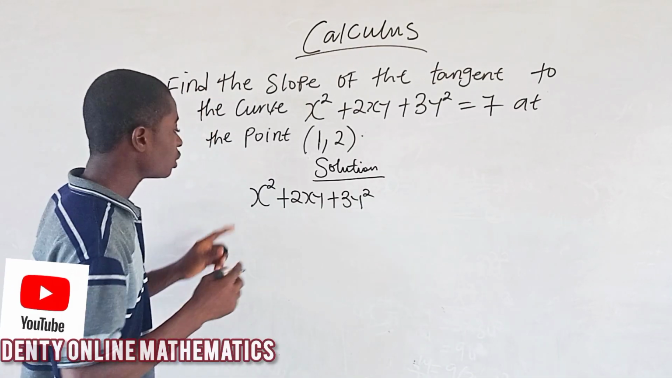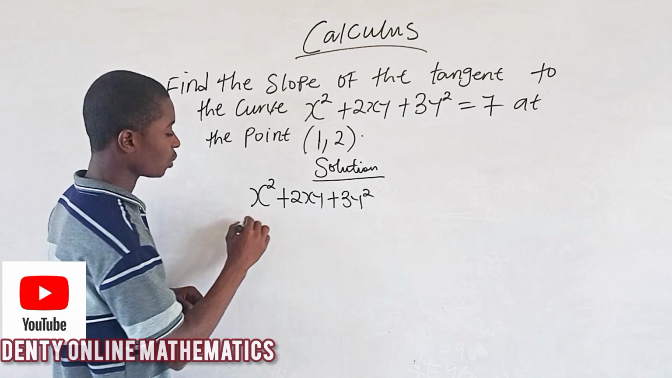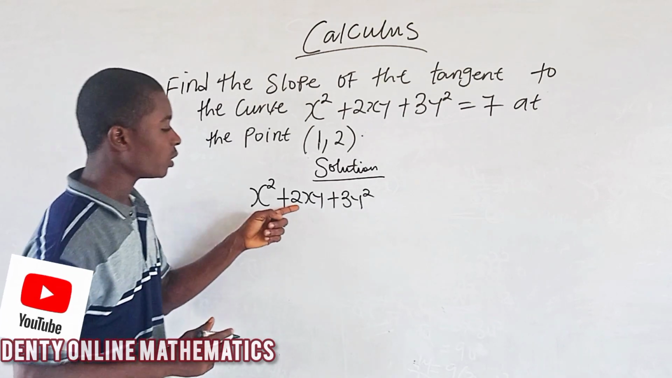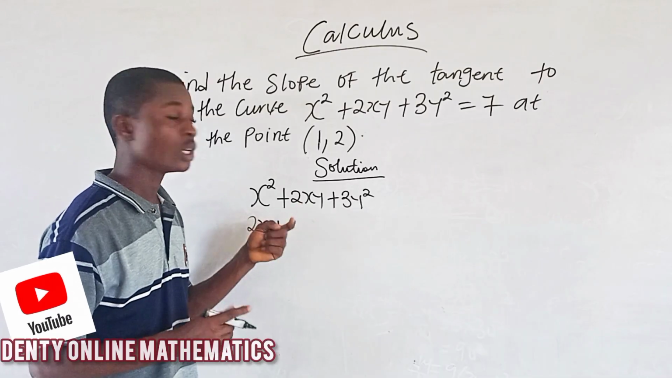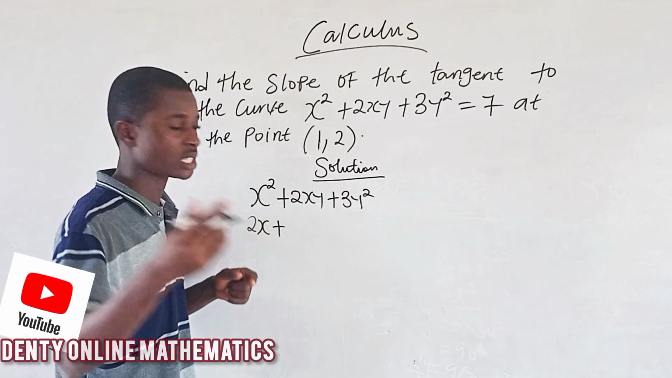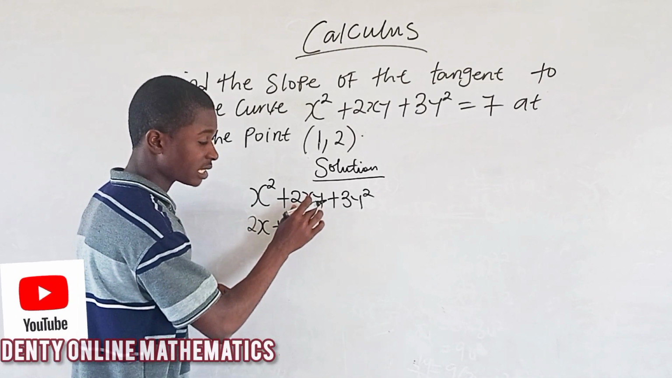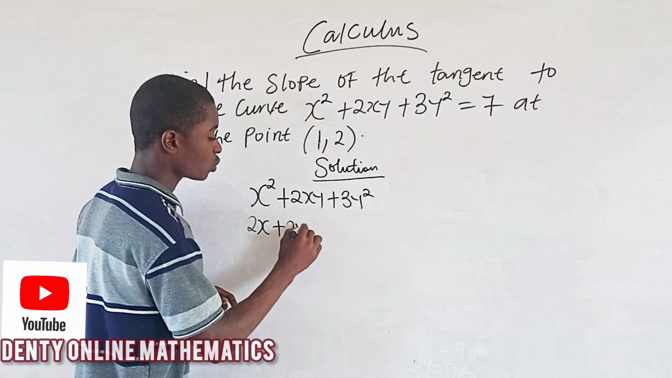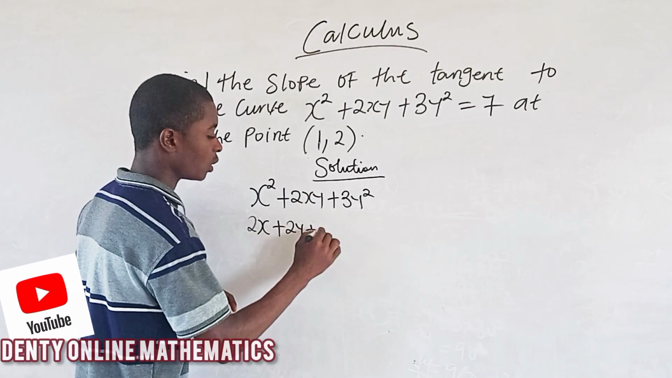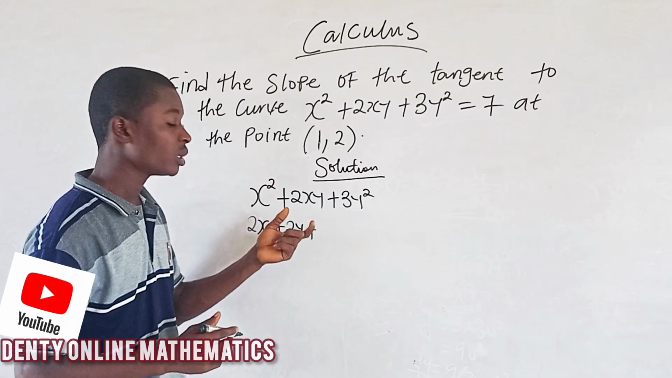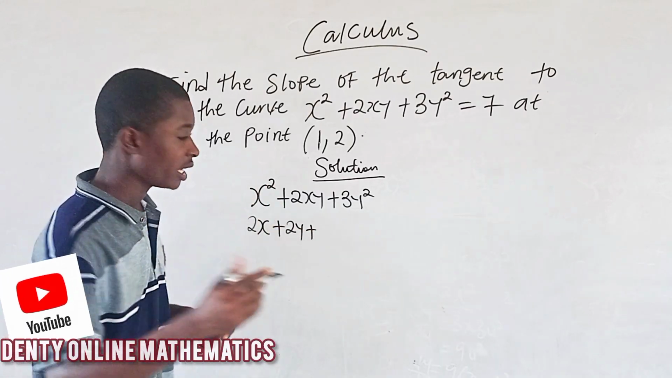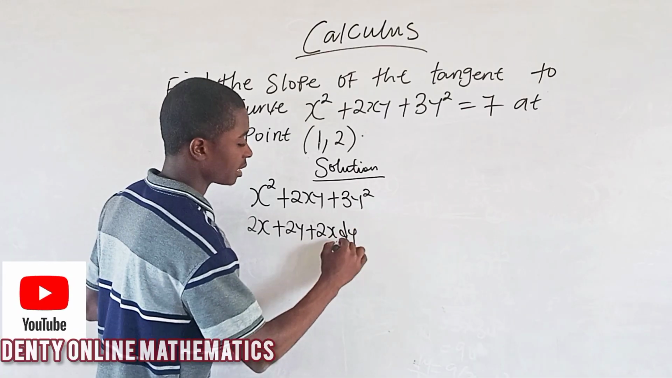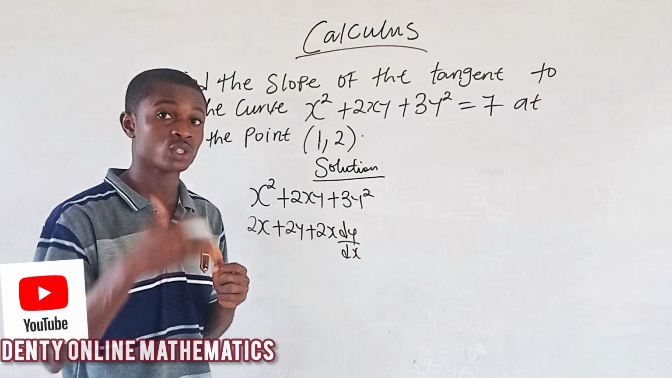So if you differentiate x squared, you're going to have what? 2x plus. Now, if you differentiate x, it will be 1. So if you differentiate this with respect to x, you are going to have plus 2y and then plus, if we differentiate with respect to y, we are going to have 2x dy dx. That's what we are differentiating with respect to y.